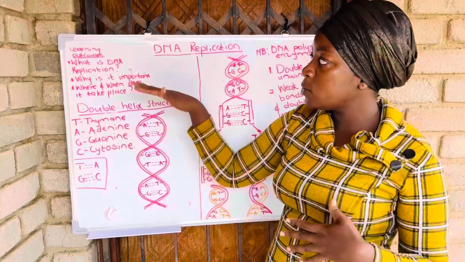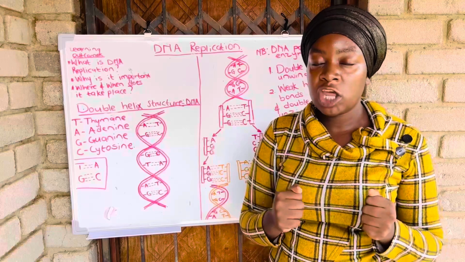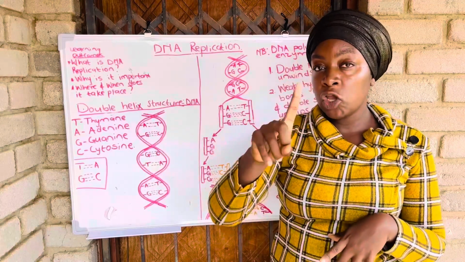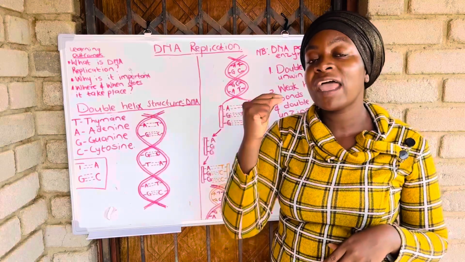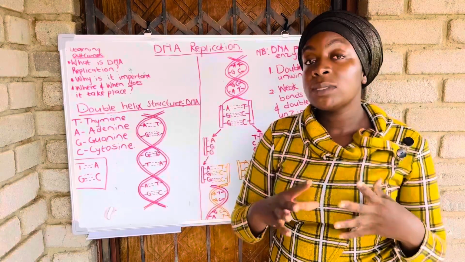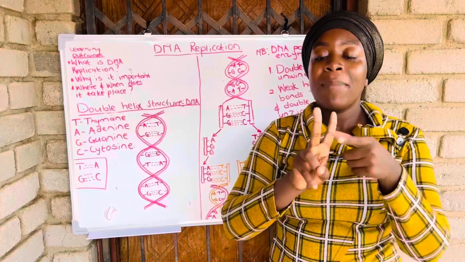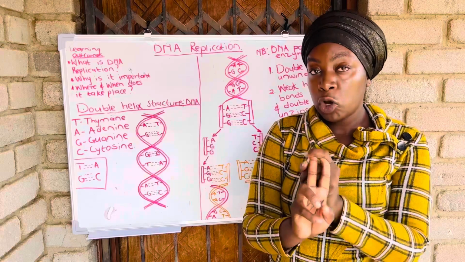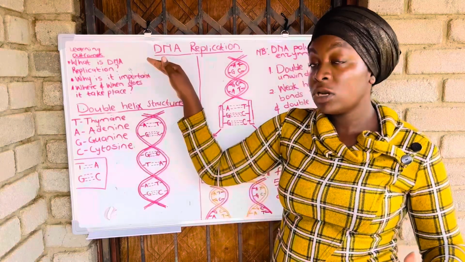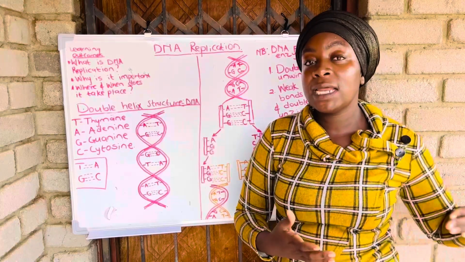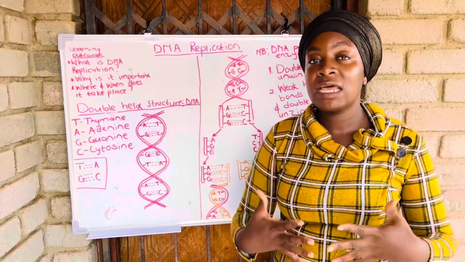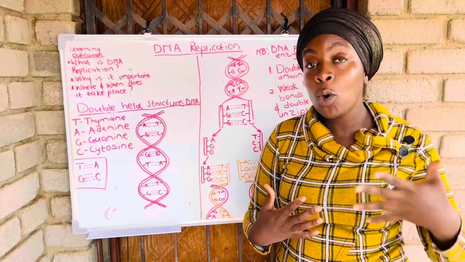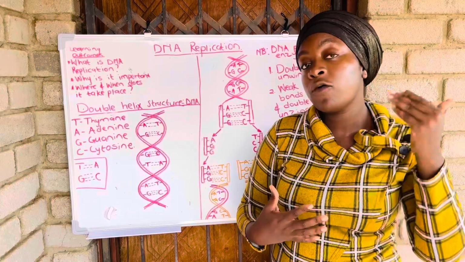To answer the first question: what is DNA replication? DNA replication is the process whereby one DNA molecule makes an exact copy or identical copy of itself. So we start with one DNA molecule, but we end up with 2 identical DNA molecules. If they ask you, it's usually 2 marks. If they ask what DNA replication is, then you know it is the process whereby the DNA makes the exact copy or identical copy of itself.